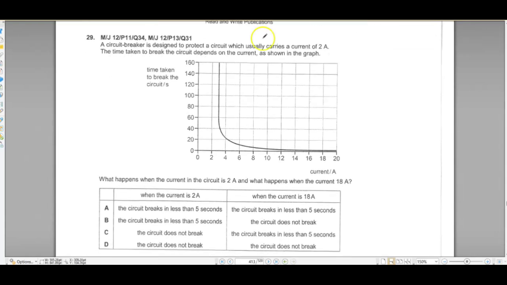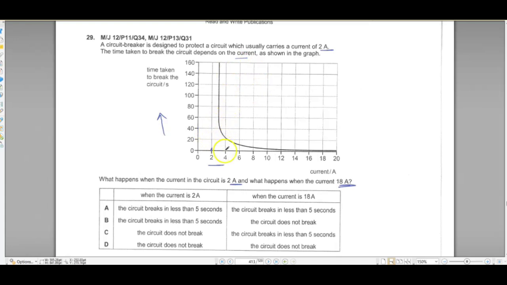Question number 29. A circuit breaker is designed to protect a circuit which usually carries a current of 2 amperes. The time taken to break the circuit depends on the current as shown by the graph. What happens when the current in the circuit is 2 ampere, and what happens when there is a current of 18 ampere? So if you look over here, this is the current and this is the time taken for the circuit breaker or the fuse to work. When the current is 2 amperes, nothing is going to happen because the appliance is calibrated for the 2 ampere current.